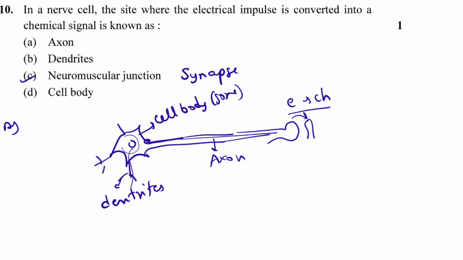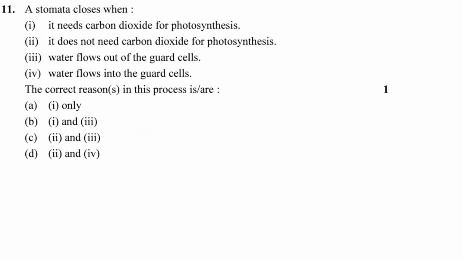Okay, let's move to the next question, 11th one. What is the 11th question? A stomata closes when it needs carbon dioxide, it does not need carbon dioxide, water flows out of guard cells, water flows into the guard cells. Okay, so when stomata closes, just imagine stomata as a sponge. Just remember stomata to sponge, then you will easily understand and remember this answer.